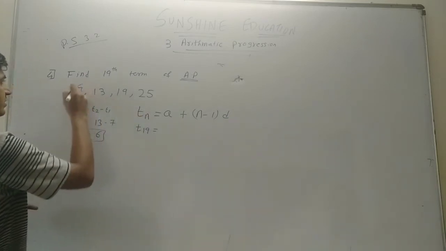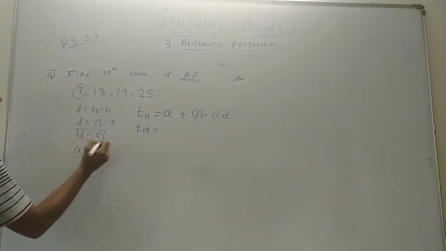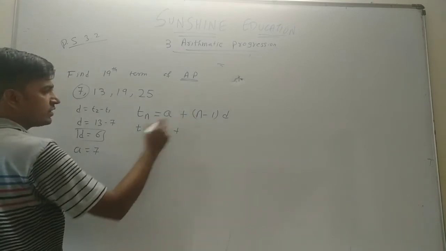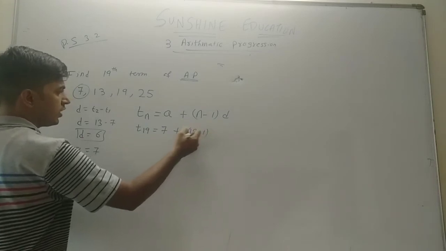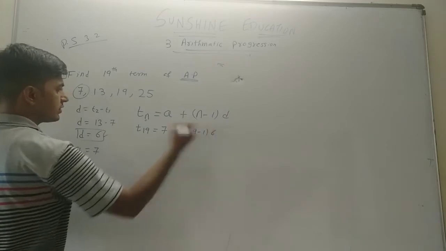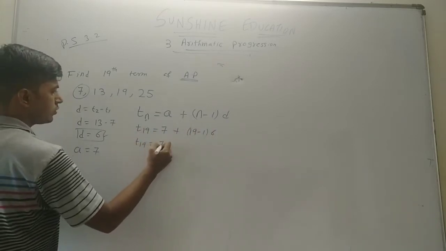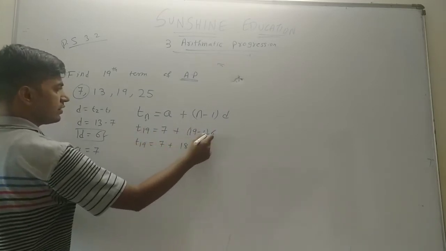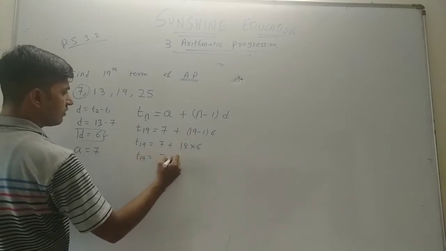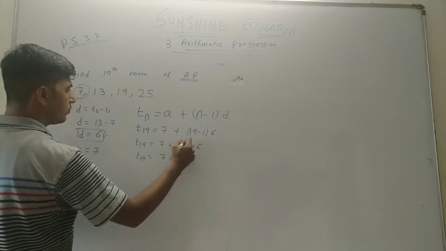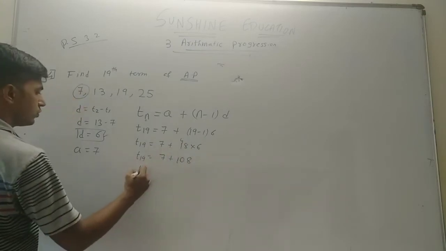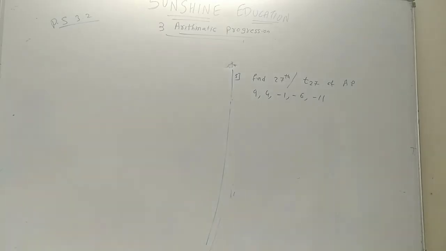What will be the T19 term? a is the first term, so a is equal to 7, plus n minus 1. Which term am I asked to find? 19. So it is 19 minus 1. Whatever n is, it comes here. And you know that the difference is 6. So T19 is equal to 7 plus 18 into 6. T19 is equal to 7 plus 108, which is 115. Now we'll start with the 5th question.